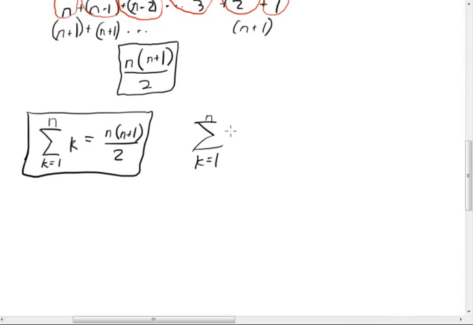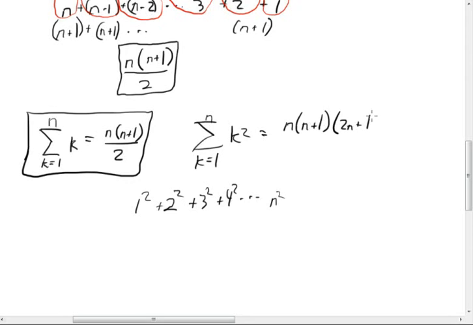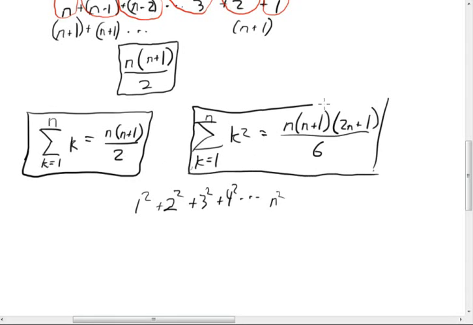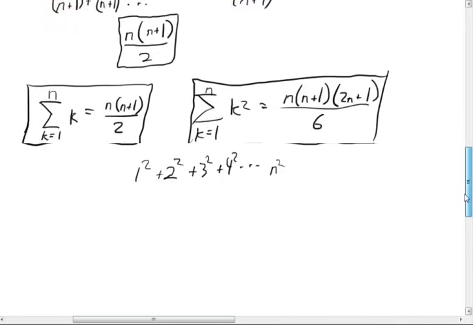The sum k equals 1 to n of k squared. So this would be the first n squares. So 1 squared plus 2 squared plus 3 squared plus 4 squared, all the way up to n squared. This is equal to n times n plus 1 times 2n plus 1 all over 6. And again, this is just something you need to memorize for computing Riemann sums.